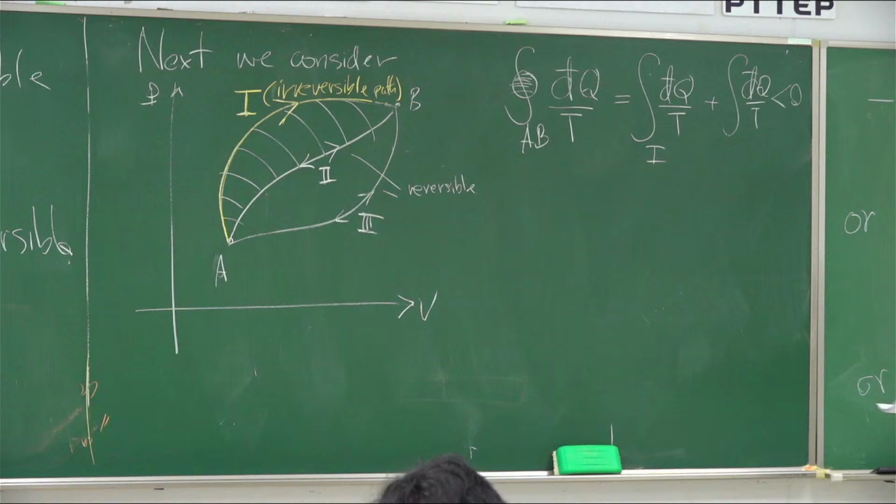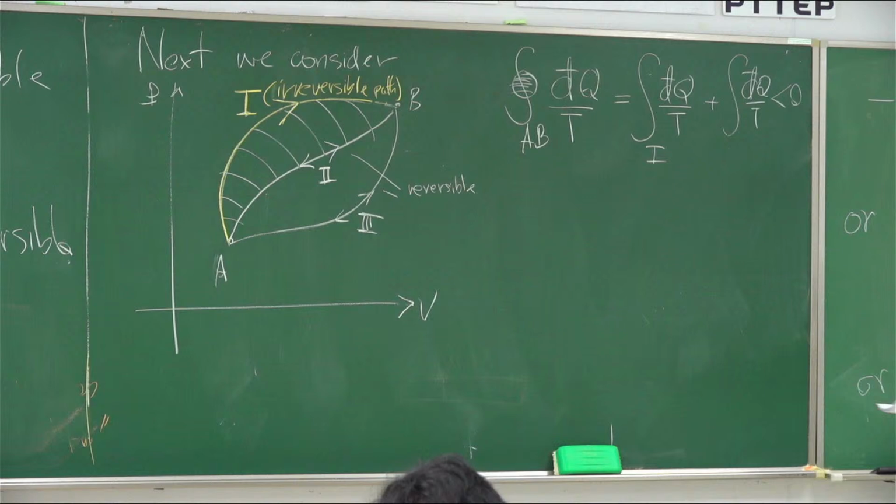Third law states that the entropy of every system at absolute zero can always be taken to zero. So this is a statement of the third law.